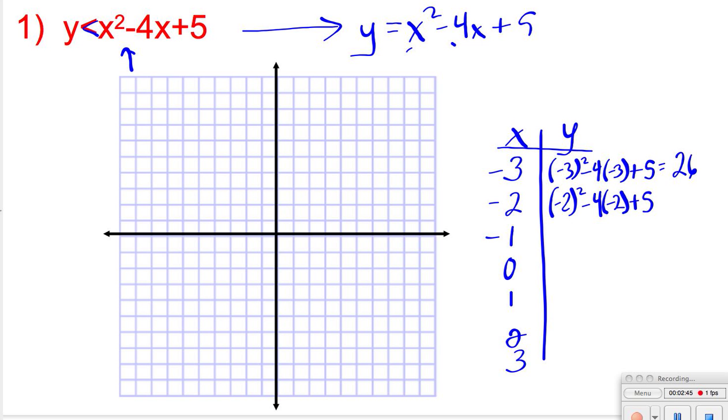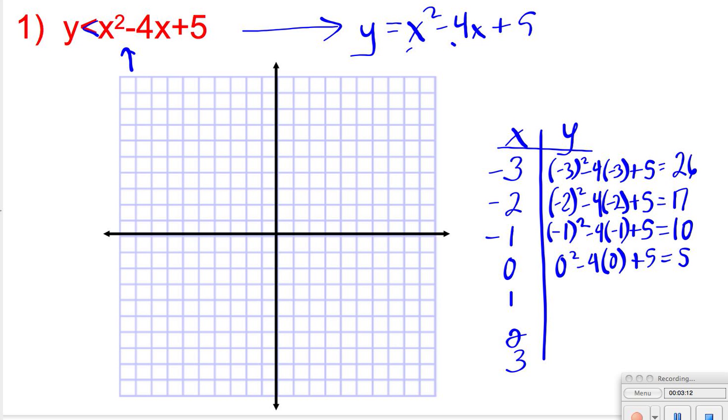Plugging in negative 2: negative 2 squared minus 4 times negative 2 plus 5. Negative 2 squared is 4 plus 8 plus 5. 4 plus 8 plus 5 is 17. So I'm just plugging this in my head. You can use a calculator to make a nice table in order to graph this function. In this one I get a smaller number of 10. Plugging in 0 is fast because 0 squared is 0. 4 times 0 is 0. We get 5.